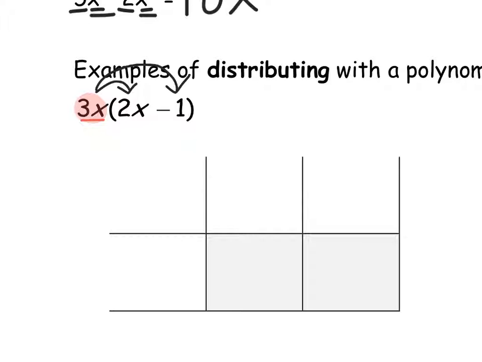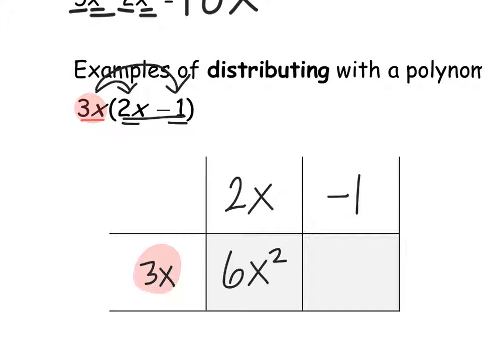I'm going to take that 3x and I'm going to put it down here in this box that's set up. We practiced multiplying with the box method before, so 3x goes there. And I'm going to take this 2x minus 1, there are 2 terms, and I'm going to put the first term here, the second term here, 2x and a minus 1. Now I'm just going to fill in the box. I do 3x times 2x, and I get 3 times 2 is 6x squared. And then I do 3x times negative 1, and I get minus 3x.